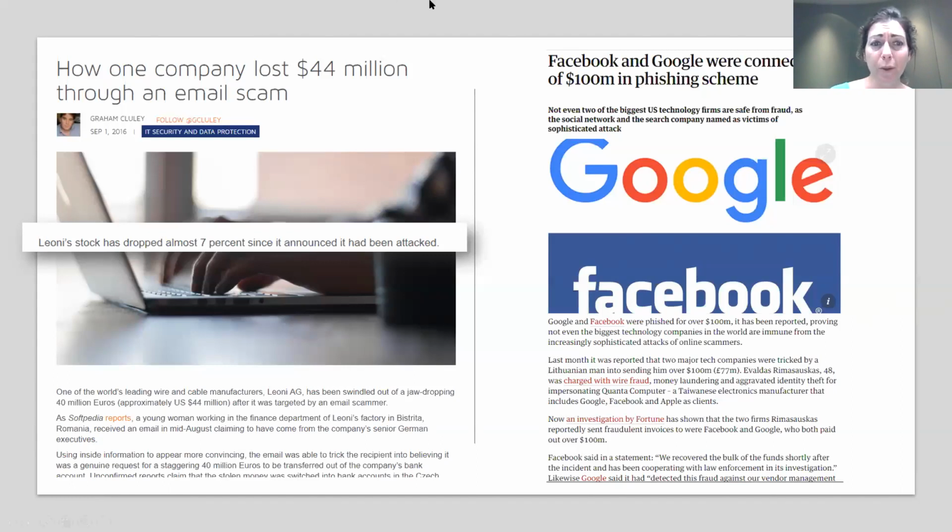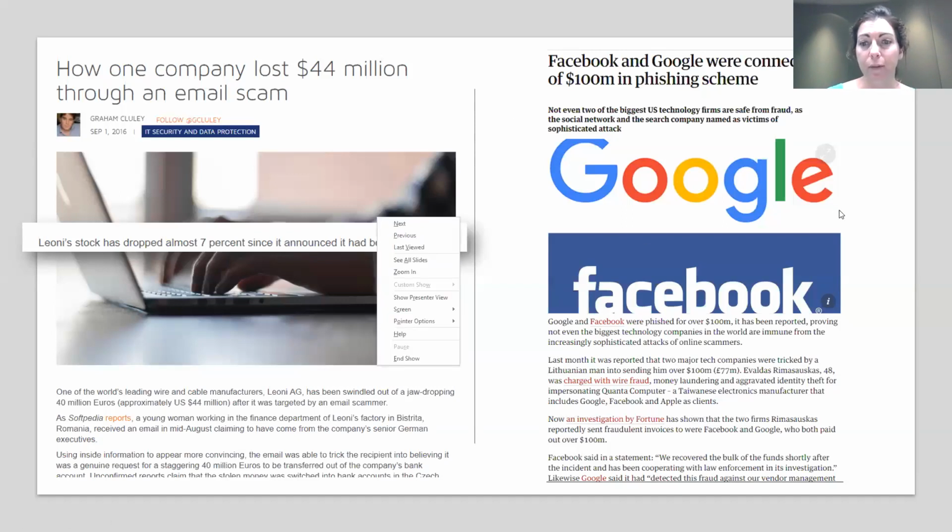So you would think that people, and also there's 7% since it was announced as well. So there's some impacts, and even the biggest companies in the world are not immune. Google and Facebook were phished for over $100 million in fake invoices as well. Their case study goes on to say that they managed to get the bulk of the funds back. But as you can see, it's not just small companies. I mean, $44 million and not noticing that it's gone out until it's gone, these are big companies that are getting affected by this stuff, as well as small companies and individuals.